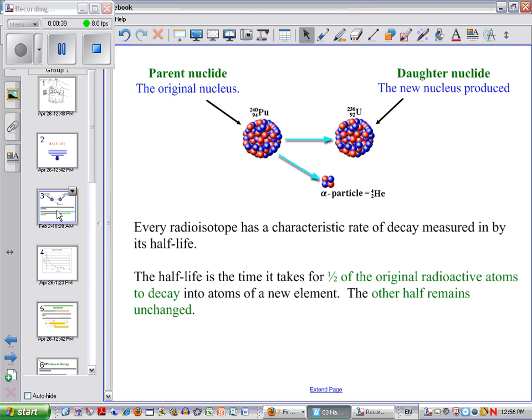So if I have 100 of them, half of them would be 50. So when there's 50 left that are still plutonium, how long did it take me to do that? And if there were 50 of them, half of that is 25. So how long did it take for it to be 25? And it's actually a constant number.